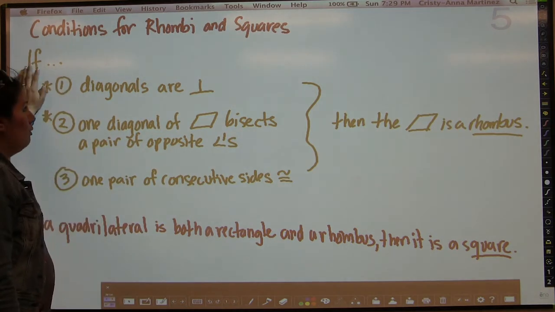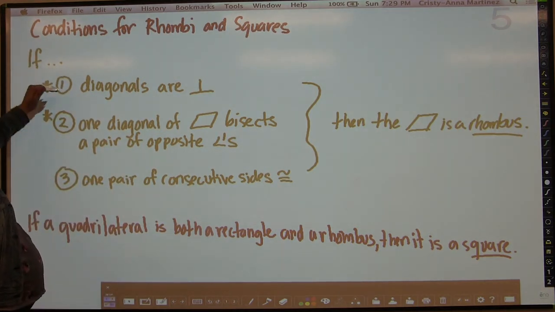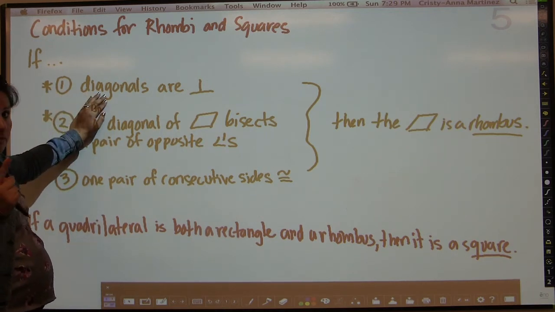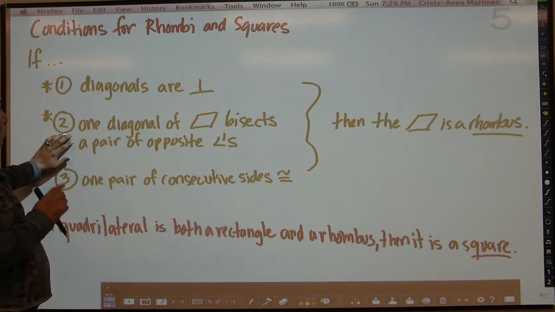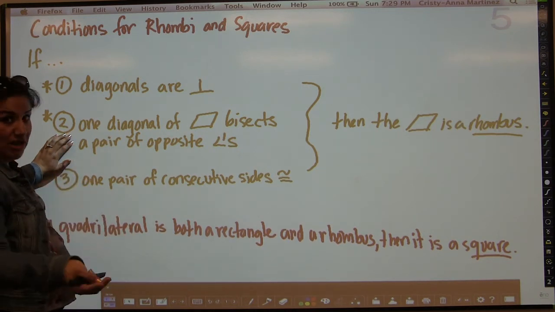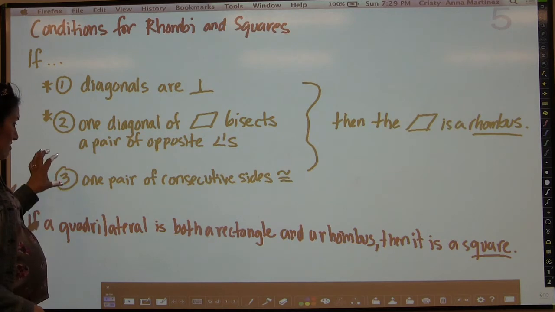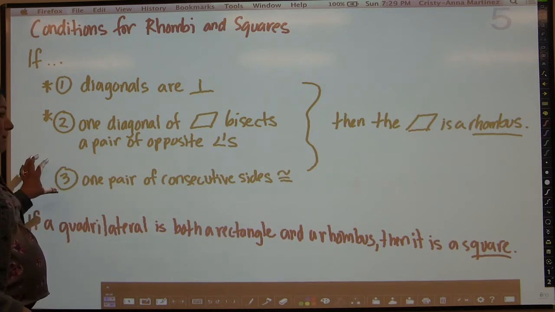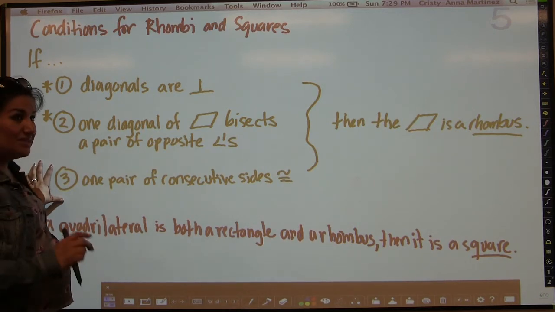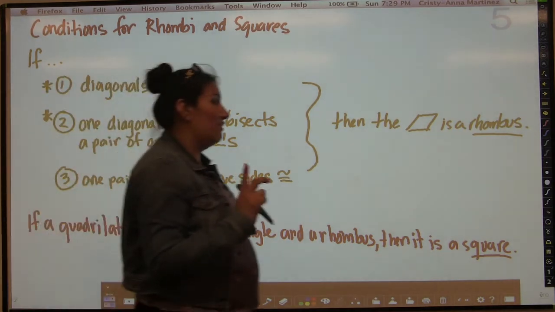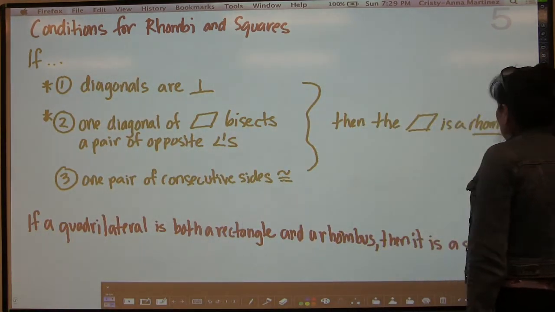So how do we know if you're a rhombus? Well, converse of theorem 1, if the diagonal is perpendicular, then it's a rhombus. If one diagonal of the parallelogram bisects a pair of opposite angles, then it's a rhombus. And then our third one is not a converse, but it is one of the theorems that we use to prove that it's a rhombus. So if one pair of consecutive sides is congruent, then it's a rhombus. Consecutive sides. Now for that, I think I probably should give you a little diagram.